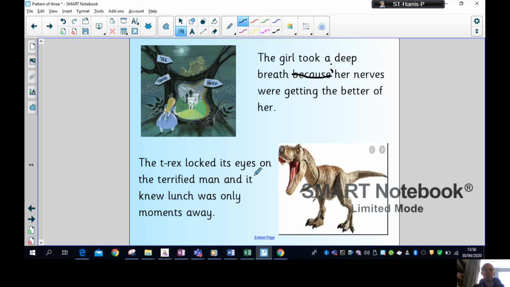Okay, the T-Rex locked its eyes on the terrified man and it knew lunch was only moments away. Okay, "and" is our conjunction linking two independent clauses, and we could replace that with a semicolon. The T-Rex locked its eyes on the terrified man; it knew lunch was only moments away. I wonder if you could have a go at doing something similar. You can use the pictures on the smartboard to support you and put that on your to-write.